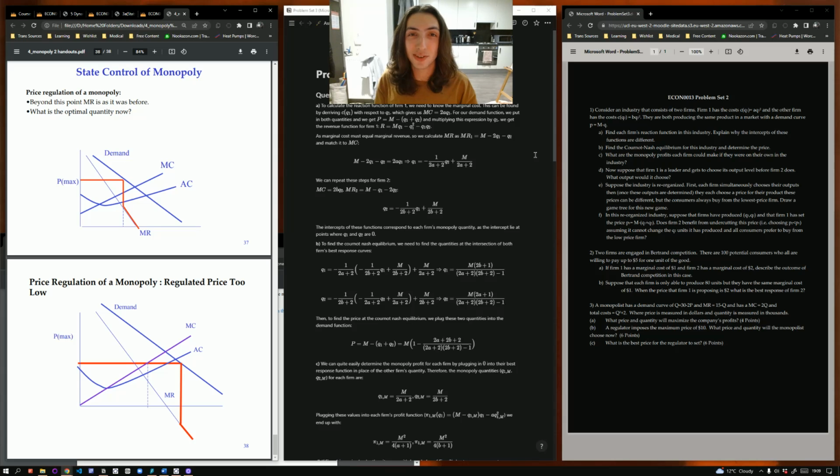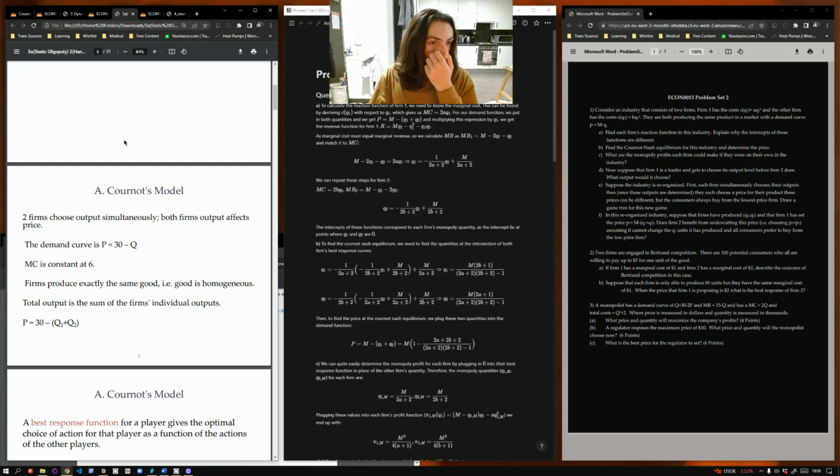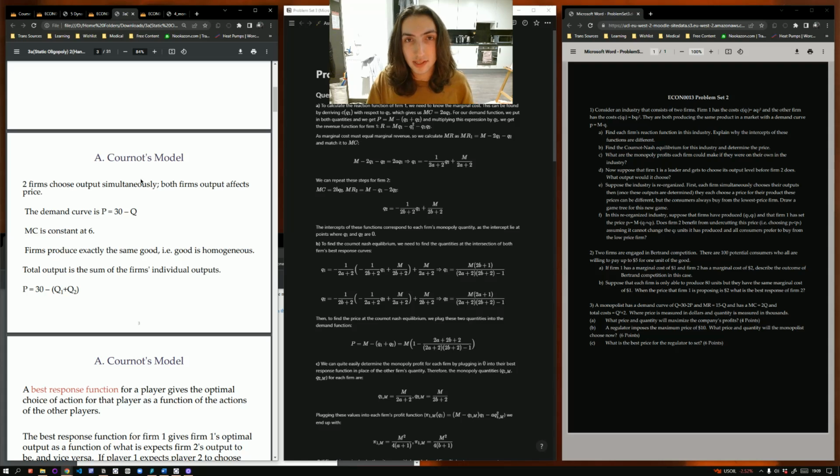So, question 1. We've got to consider an industry that has 2 firms in it, an oligopoly, if you will. Firm 1 has costs AQ1 squared, and the other firm has the costs BQ2 squared, and they're both producing the same product. So, what we firstly need to do is find each firm's reaction function. If you want to look at the slides for this, I'm going to bring them up on the side.